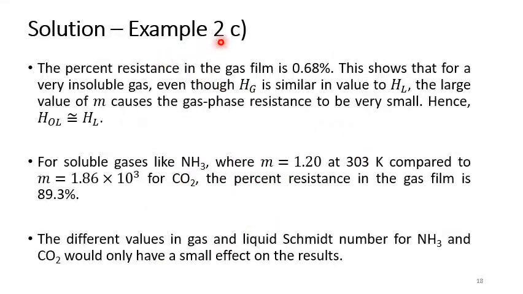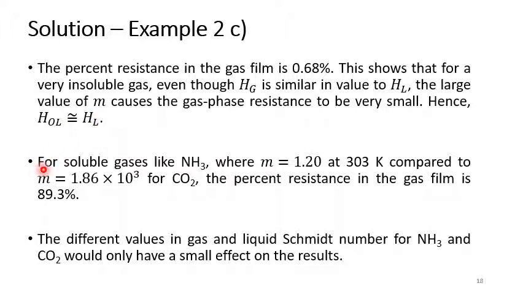For question 2c in example 2, you are asked to compare the percent resistance in the gas film for this system with the one in the previous example. In this case, the percent resistance in the gas film is 0.68%. This shows that for a very insoluble gas, even though Hg is similar in value to HL, the large value of m, the gradient of the equilibrium data, causes the gas phase resistance to be very small. Hence, HOL is approximately equal to HL.